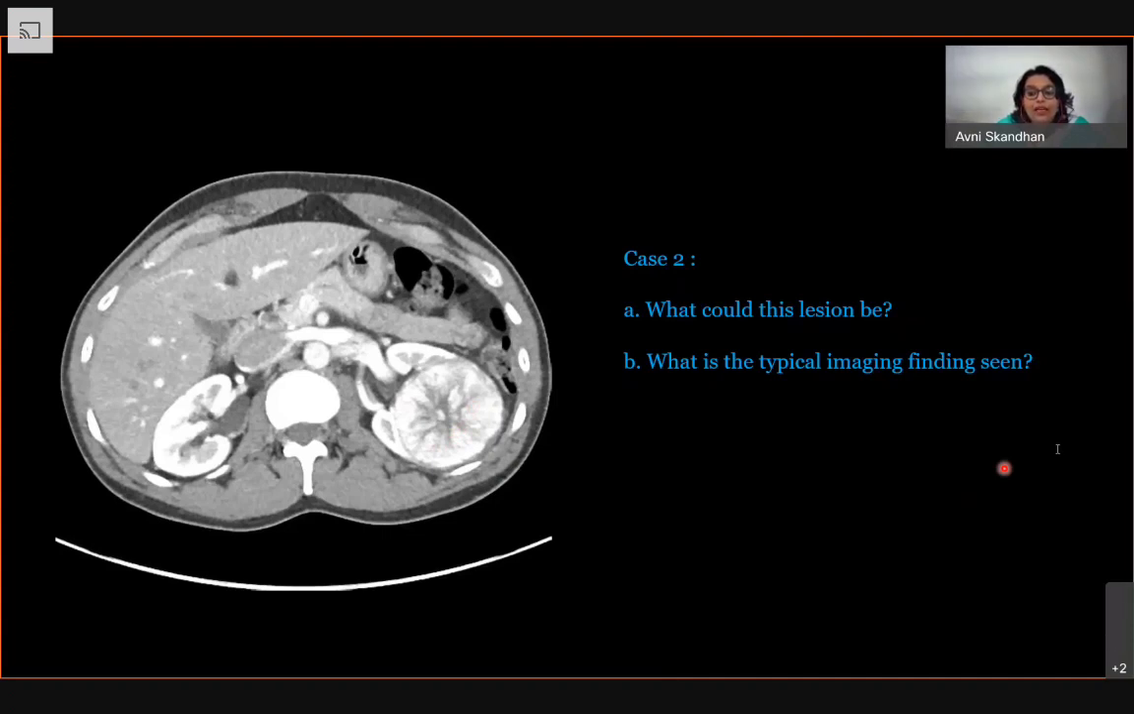So why will you see that kind of an appearance in an RCC? You're seeing it in an oncocytoma because you have a central fibrous scar. What is it in the RCC that gives a similar kind of an appearance? Very good. Only histo can tell it. Yes.